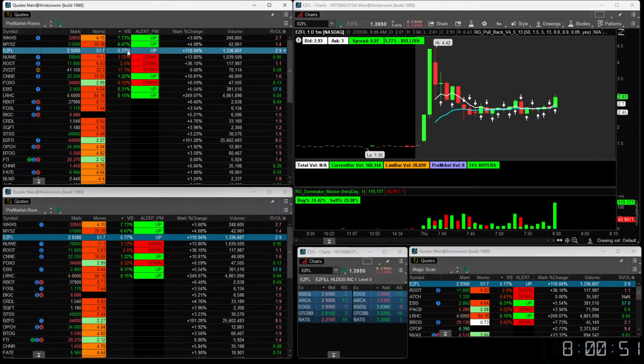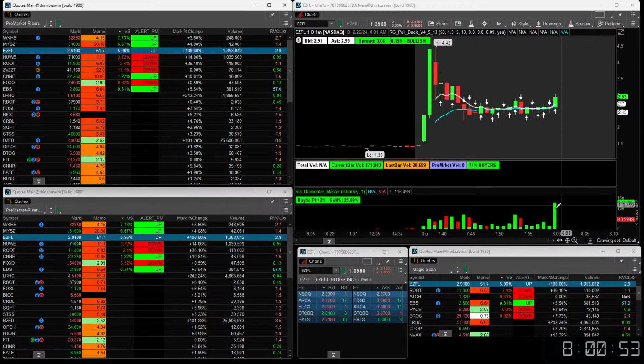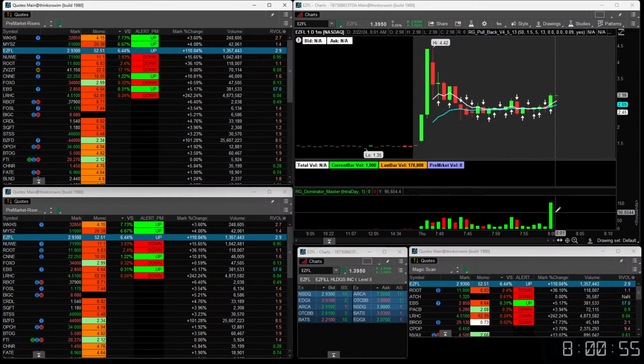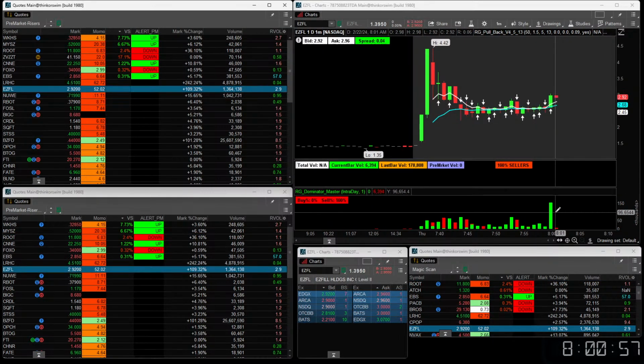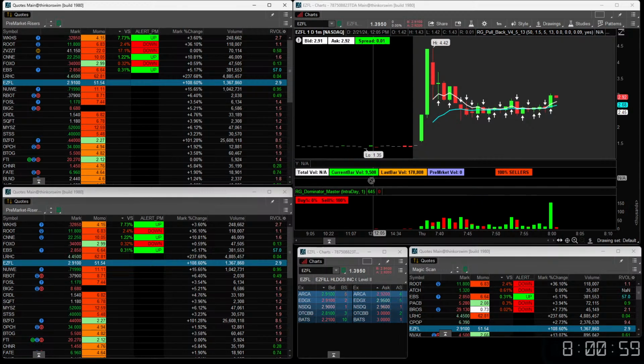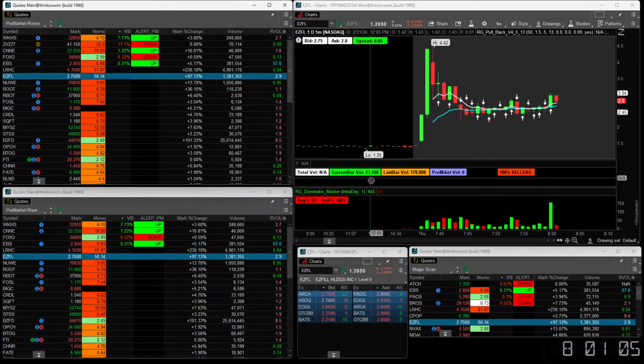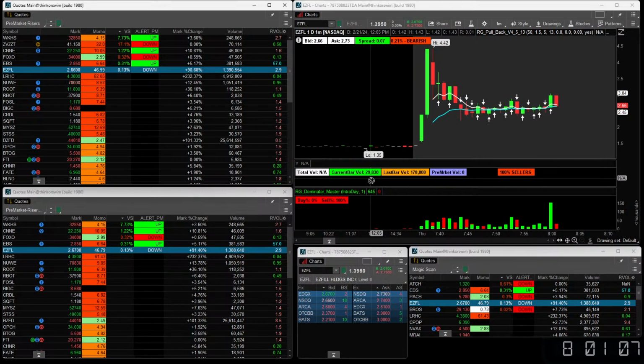Easy FL may be making a move here. I'm seeing a tall dominator bar. I'm watching the volume. Buyers are coming in. Stock volume flow is nice. Now pulling back.